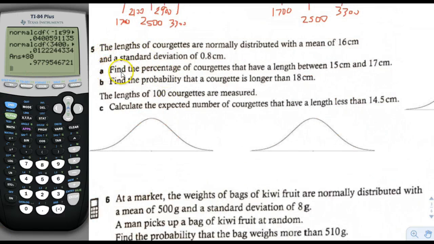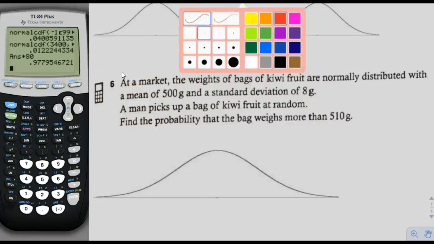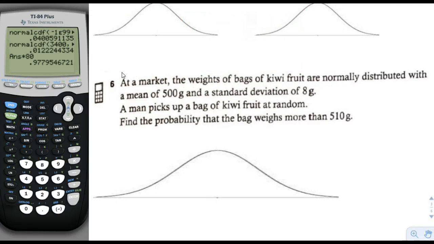I won't do number 5 for you because it's pretty much like the last two. Number 6, I'm just going to set it up for you. At a market, the weights of bags of kiwi fruit are normally distributed with a mean of 500. We're going to draw a picture again. And a standard deviation of 8. So that means here it's going to be 508. Here it's going to be 492.